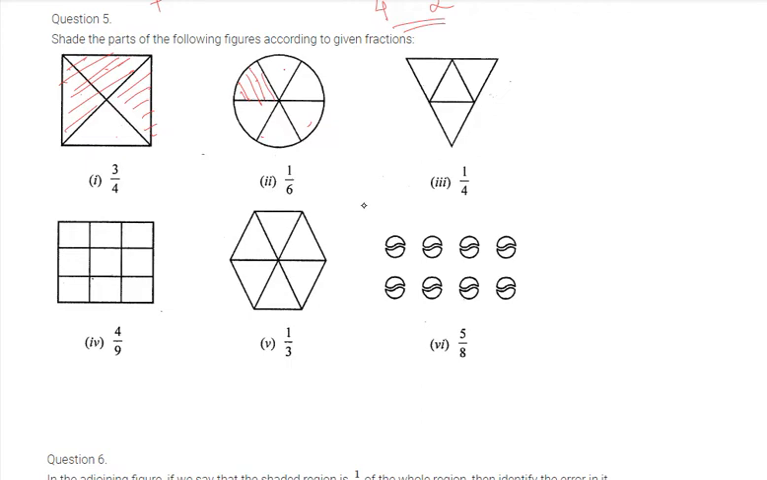This is 1 out of 4. There are total 4 parts. So I can shade any one. Then 4 out of 9. 1, 2, 3, 4, 5, 6, 7, 8, 9. So 4 parts I have to shade. So I can shade 4 parts.